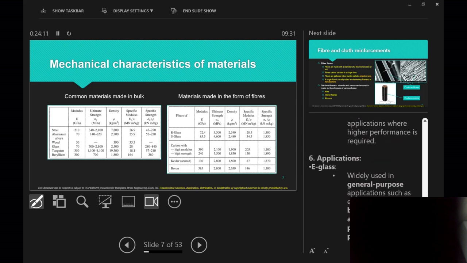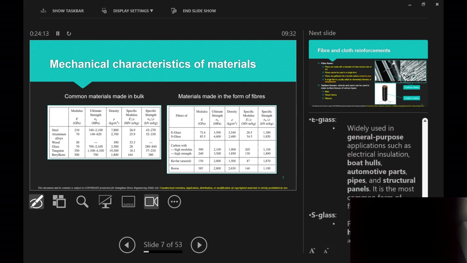Cost, you mentioned the cost. Applications. So based on what I said, where do you think we use E-glass and where do you think we use S-glass?